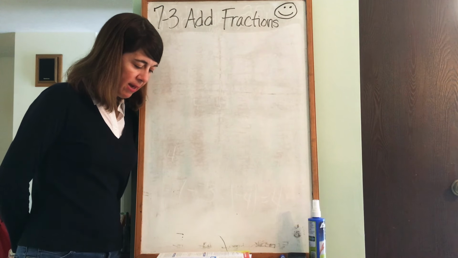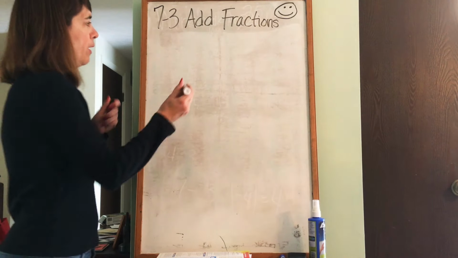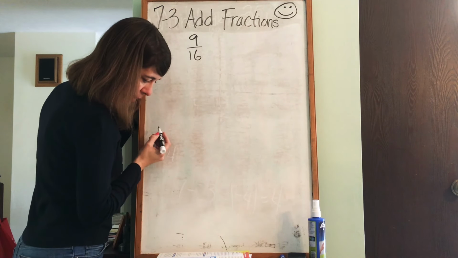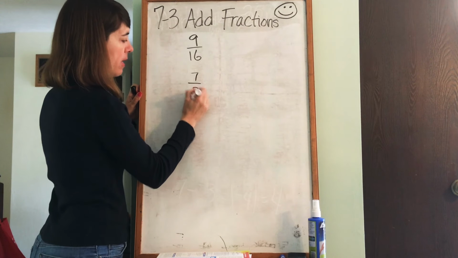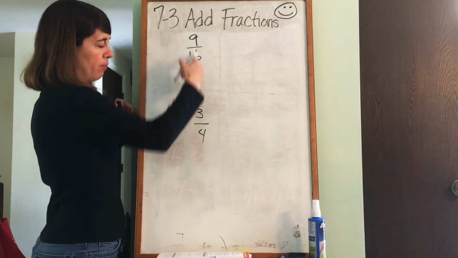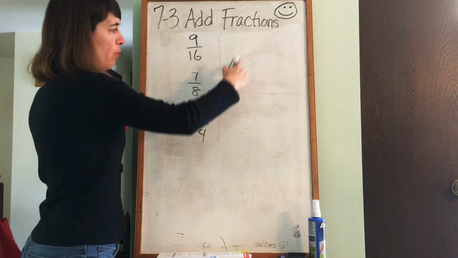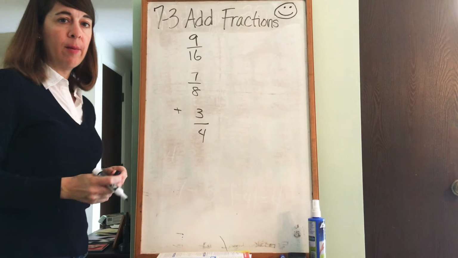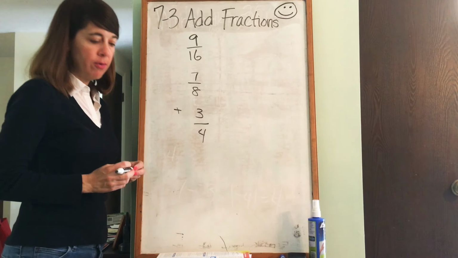They want us to add 9/16, 7/8, and 3/4. So we would write those horizontally. 9/16, 7/8, and 3/4. The reason we're going to write them horizontally is so that we can make equivalents over to the right. So we need a common denominator. There are a couple different ways to do that.